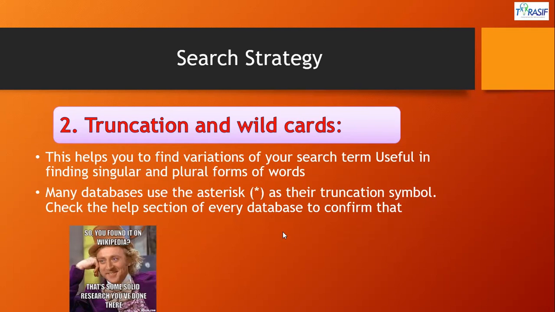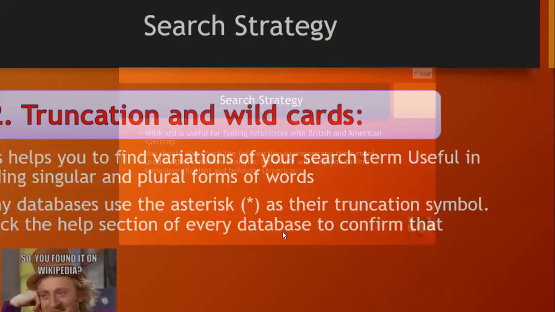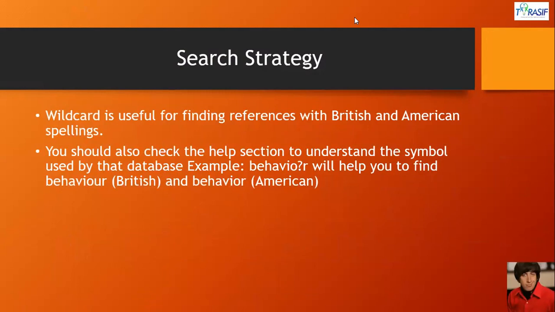So wildcards, on the other hand, are used for finding variations between British and American spellings in English. For example, you can see behavior: the American will spell it one way, the British another. Because articles published in English can be published in any type of English. It could be American, it could be British, it could even be Canadian. And some of these have slight variations. So for you to be sure that you're getting all possible variations, just put a wildcard.